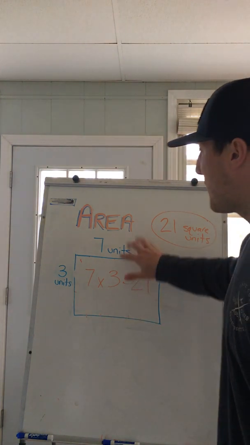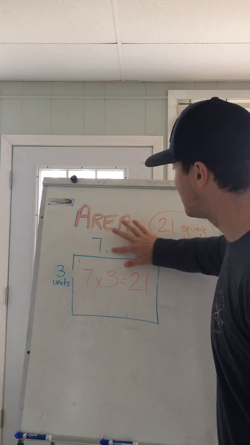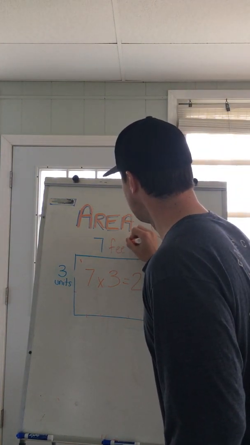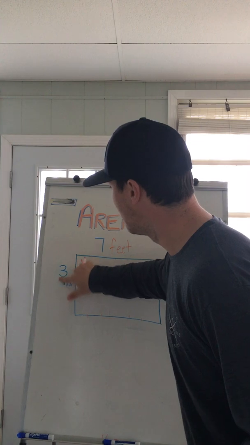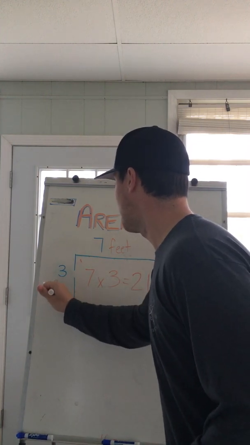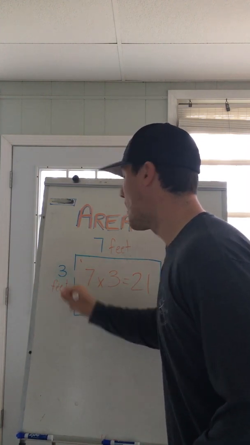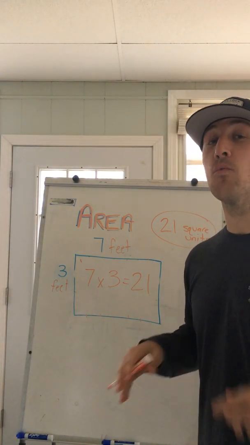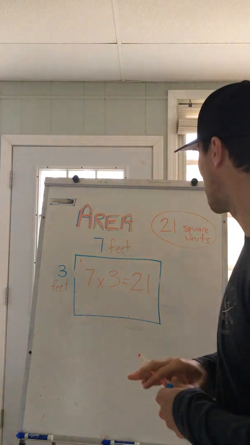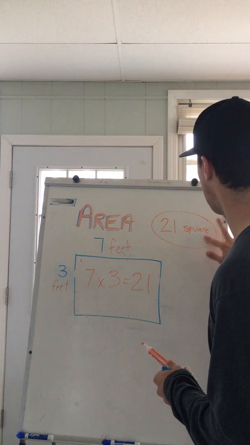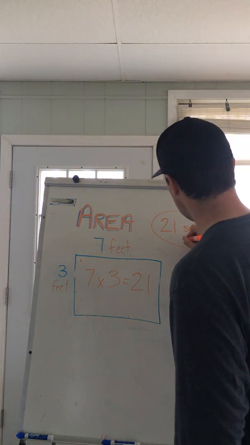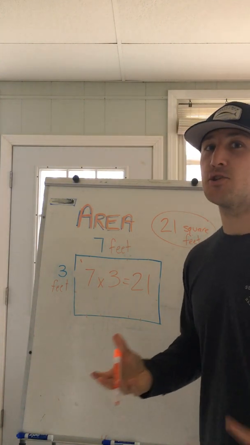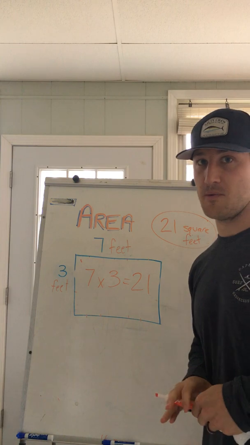So say if we had this problem and it didn't say units and it said 7 feet and 3 feet, all of our work would be the exact same. Our answer would still be 21, but instead of saying 21 square units, we would say 21 square feet. So that word unit is kind of like a substitution word for whatever you're actually going to be measuring.